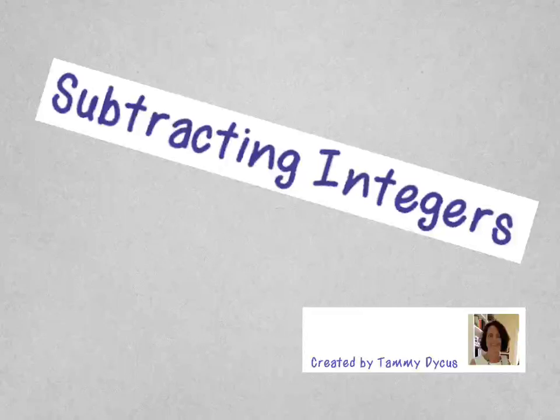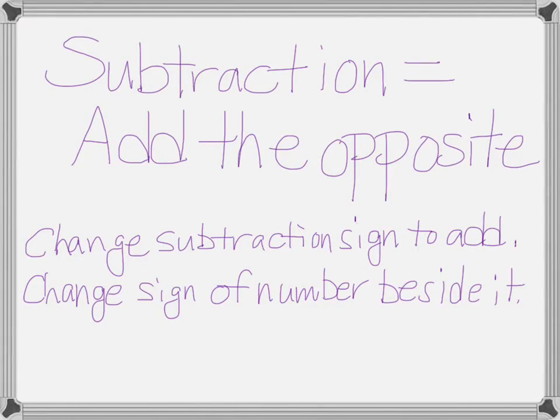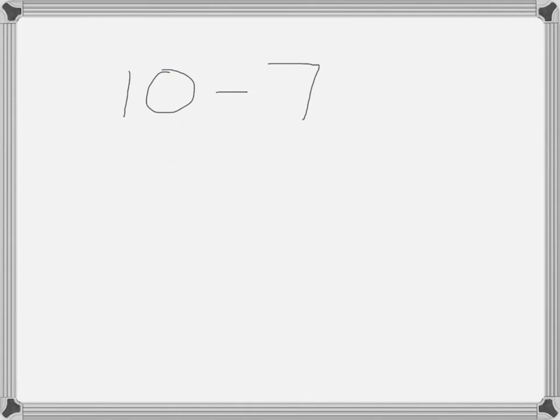Subtracting integers. One method of subtracting integers is to think of the definition of subtraction as adding the opposite. So in order to add the opposite, we'll change the subtraction sign to addition and then change the sign of the number beside it. To see how that works, let's look at a problem you're already familiar with.